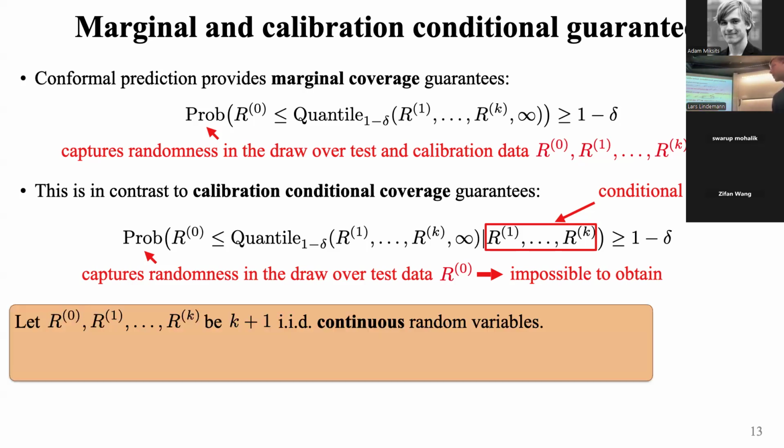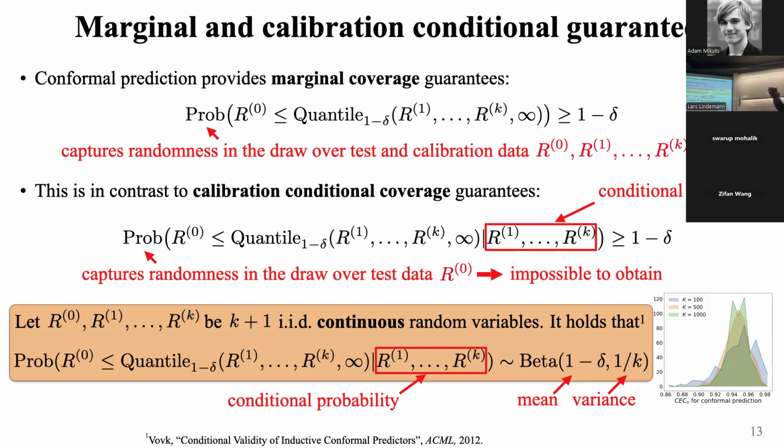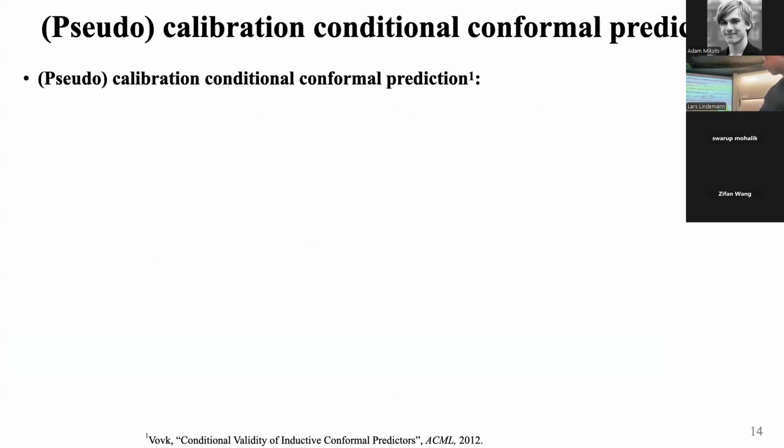The good news, though, is that if you assume that these nonconformity scores are again continuous, then this conditional probability that we looked at, conditioned on the calibration data and taking the 1 minus delta quantile, is beta distributed. And this beta distribution has a mean of 1 minus delta, exactly what we want, and a variance of order 1 over k. Okay, so the more calibration data you have, the more you approximate your calibration conditional guarantees. As you can see in this figure, for instance, the larger k gets, the more you get to your spike that is centered around 1 minus delta.